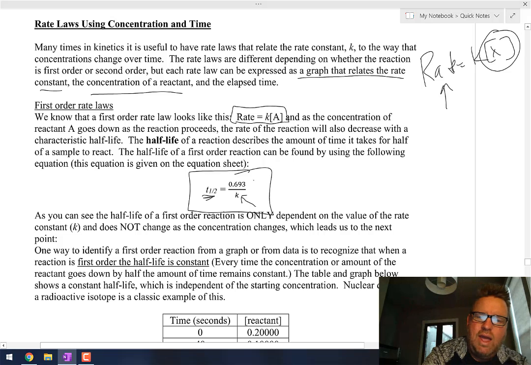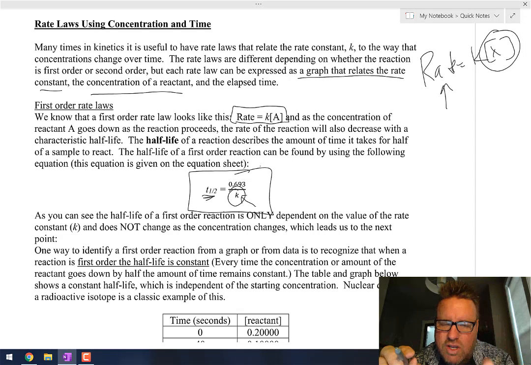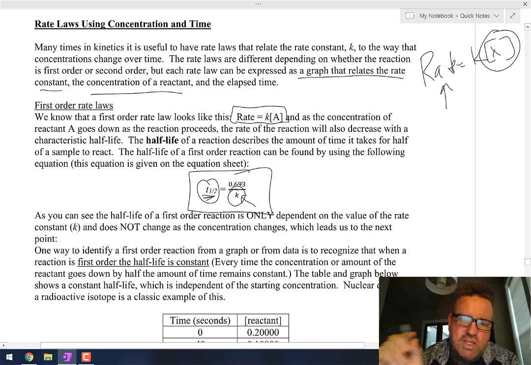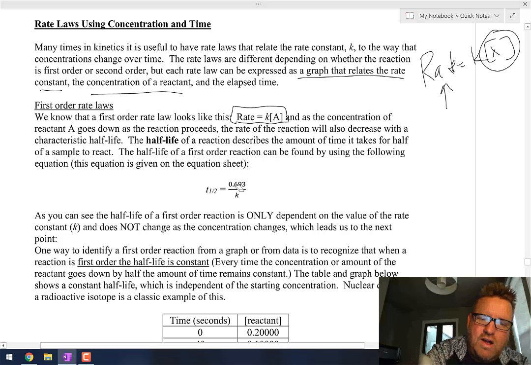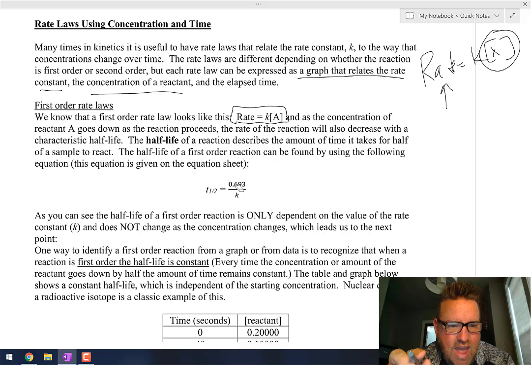What does cause K to change is absolutely a temperature change. If the temperature goes up, the value of the rate constant goes up, and when that happens, the half-life is going to get smaller. But changing the concentration does not change the value of the rate constant and therefore will not affect the half-life.